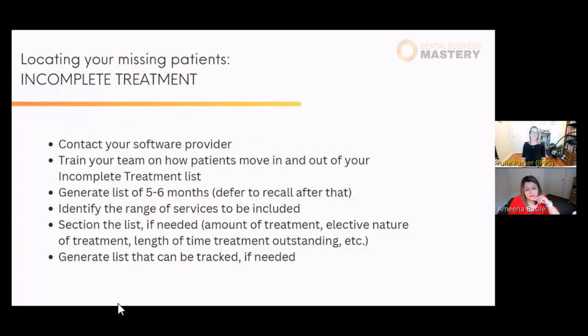The second group is the incomplete treatment group. And again, we would suggest contacting the software provider, because there can be various boxes to tick and lists, active treatment plans that go into how we find this list. That's right. And a lot of the time with incomplete treatment, it can be a data entry type issue.